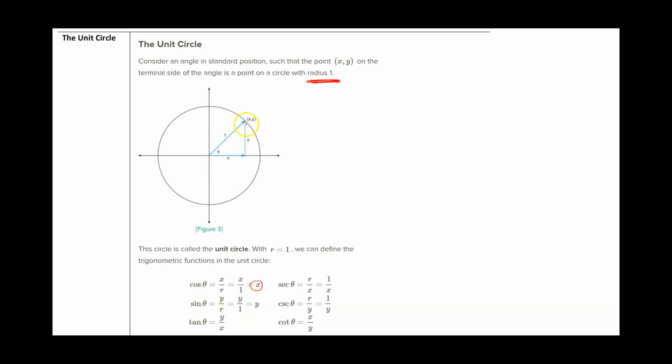Similarly, sine is opposite over hypotenuse. So if our opposite is y and our hypotenuse is 1, then y over 1 will just give you y. So associate the sine with the y value. And tangent is opposite over adjacent. So opposite is y, adjacent is x. So our tangent is going to be y over x. The secant is going to be the reciprocal of x, which is 1 over x. The cosecant is a reciprocal of y, which is 1 over y. And cotangent is a reciprocal of y over x, which is going to be x over y.